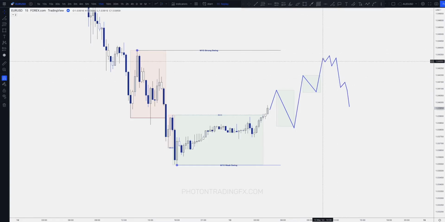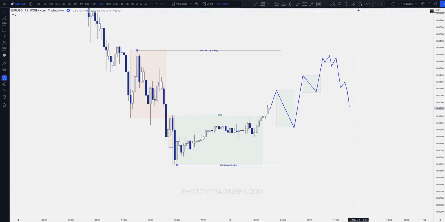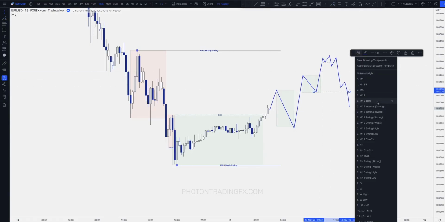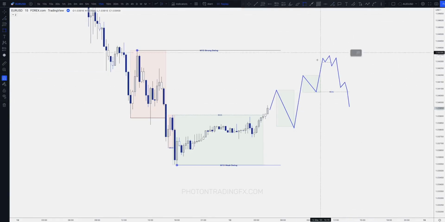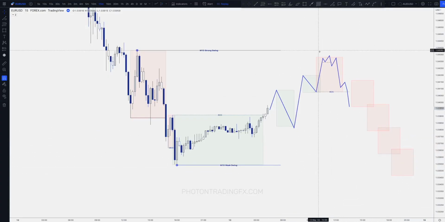So at that point, where we get the change of character up here, we just expect an internal pullback into this strong internal low. But then if we do get that M15 IBOS there, then what would we expect? Then we would expect these supply ranges to hold the whole way down. Until, there we go. Let me drag and drop these ones, that's a bit easier. I can speed things up until down here. Again, that's the framework we're running with.